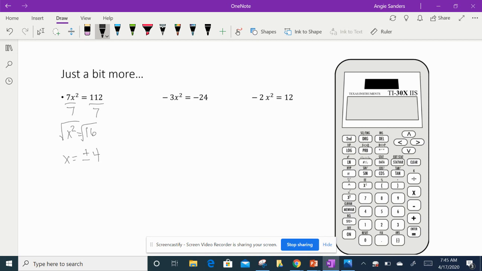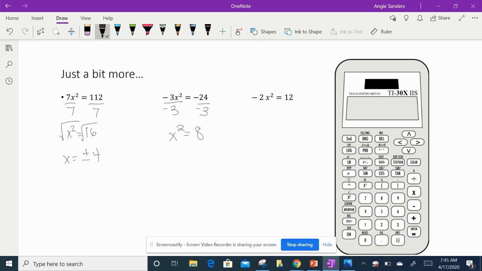Second one, just because we see negatives here doesn't mean that there's no solution, because to get x squared by itself, I'm going to divide by negative 3 on each side. And when I divide by negative 3, I get x squared is equal to negative 24 divided by negative 3. That's going to be a positive 8. So by dividing, I got rid of that negative number. Therefore, I can continue the problem.